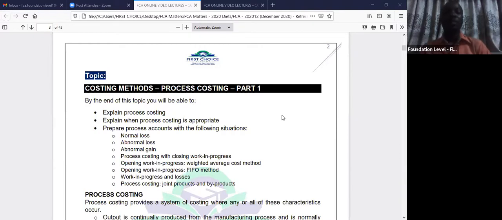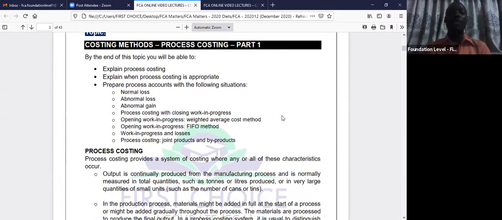In process costing, we are going to be looking at a manufacturing concern. We are going to be seeing a manufacturing process going on. We are going to see situations whereby we have normal losses occurring when you do manufacturing. So it means that you manufacture, let's say, bread.